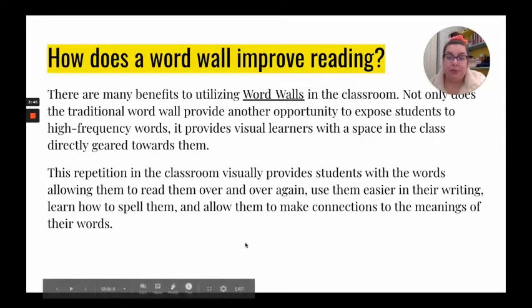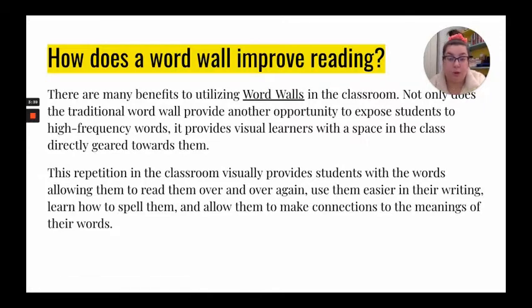So how does a word wall improve reading? There are many benefits to utilizing word walls in your classroom. Not only does the traditional word wall provide another opportunity to expose students to high frequency words, it provides visual learners with a space in the classroom directly geared towards them. This repetition in the classroom visually provides students with the words, allowing them to read them over and over again, to use them easily in their writing, to learn how to spell them, and allow them to make connections to the meaning of the words. So, comprehension.